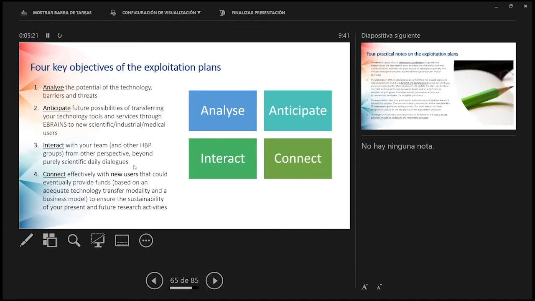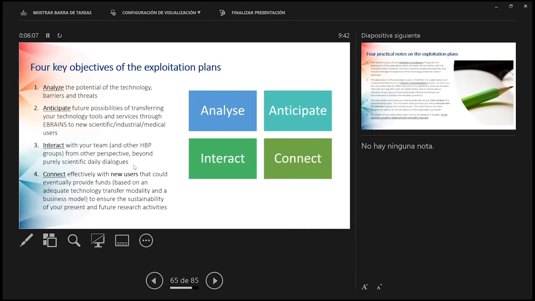We have four objectives of the exploitation plans. Very clear objectives that we believe are necessary to acknowledge and to understand the importance of thinking with an exploitation orientation. The first is to analyze the potential of the technology, the barriers, the threats. What difficulties can you find in the research and development work that you are doing?